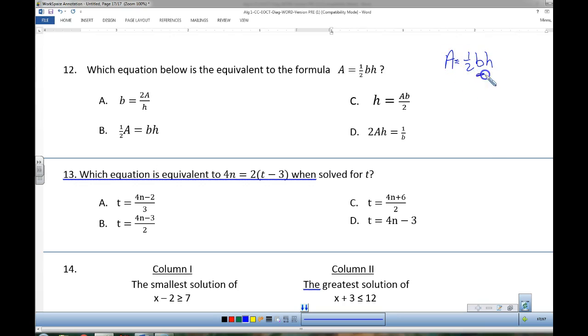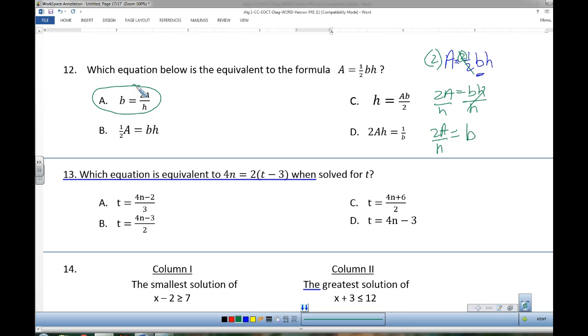How do I solve this for B? I want to get B all by itself. Wouldn't the first step be to multiply by 2? If I multiply by 2, wouldn't this fraction go away? So if I multiply one side by 2, I've got to multiply the other side by 2. That gives me 2A equals BH. That's B times H. I reverse multiplication with division. Divide both sides by H. There we go. B equals 2A over H. So yes, this one does work. We don't have to go any further or look for anything else. That one worked just fine.